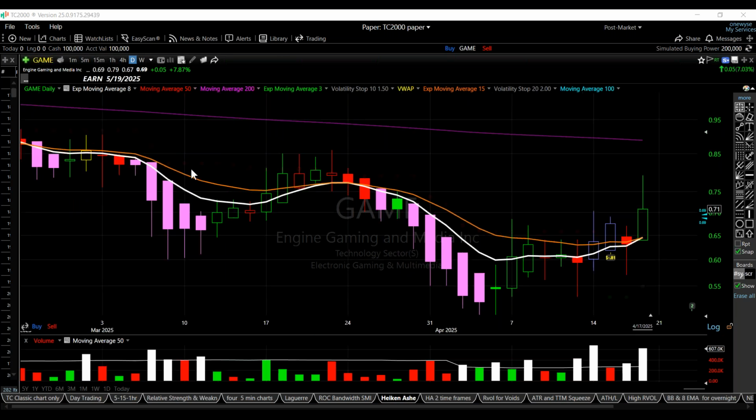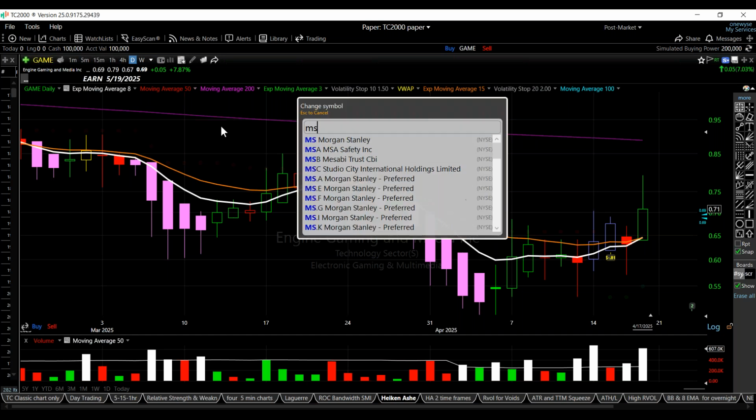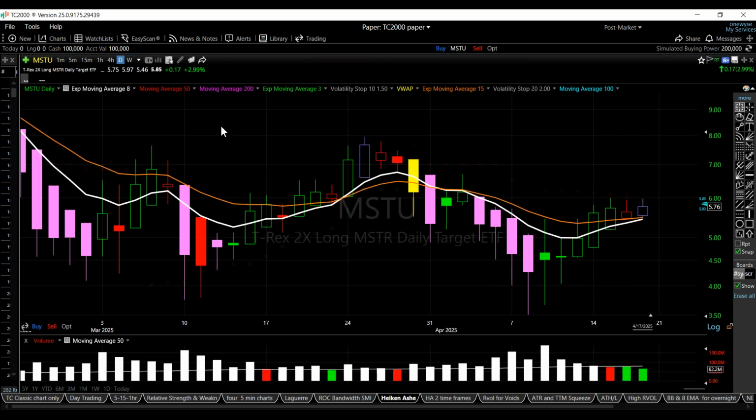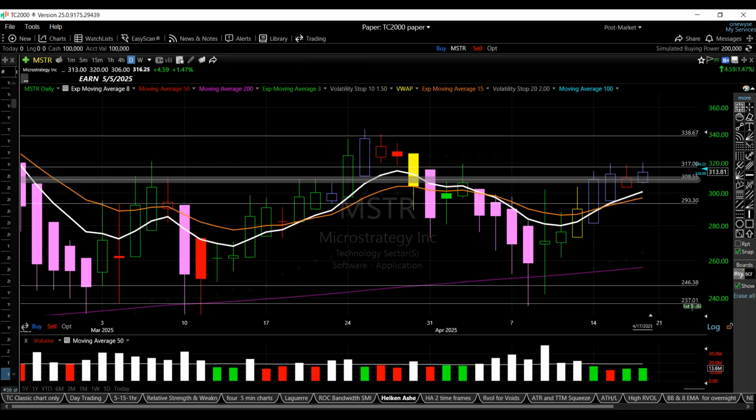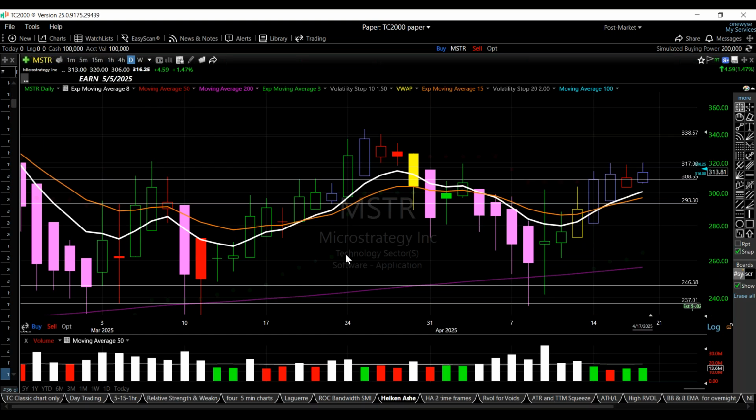All right. And let me just look at a couple of others right here. Here's MSTU, for anybody who likes to trade MSTR. This is a cheap version of MSTR. It's much cheaper than trading MSTR, but it reflects the same thing. Right? Here's MSTR right there. See, it's come down, come up. This is a Bitcoin stock, very, very choppy.